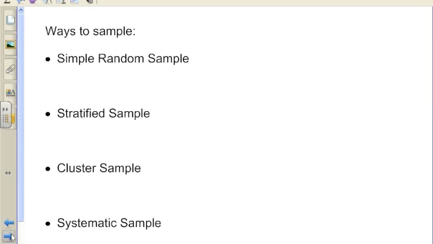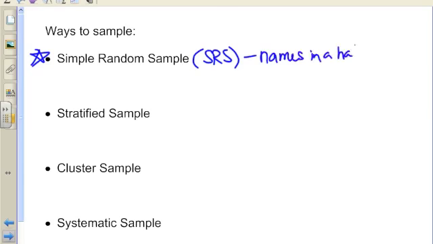There are several ways we can take samples, and I'm going to mention the 4 that are in your textbook. My personal favorite is the simple random sample. You will often see that referred to as SRS. This is where every possible set of people has the same chance of being chosen. I like to call this the names in a hat. It's the simplest and guaranteed to give you what you need. So if you were asked to come up with a simple random sample, names in a hat is the way to do it.